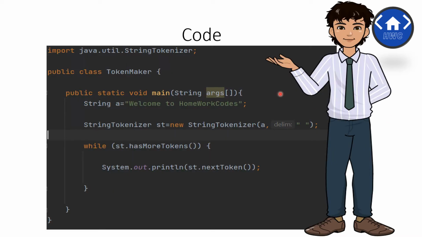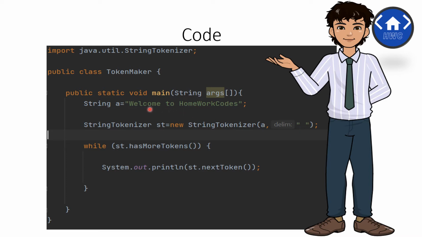This is the code used to convert the string into tokens. So here we have a string, "welcome to homework codes," and here we are creating an object of the class StringTokenizer, and we are passing the string and a delimiter as parameters. Because we have "welcome space to space homework codes," we are passing this space as a delimiter here. Then it will convert the string into tokens based on this delimiter.